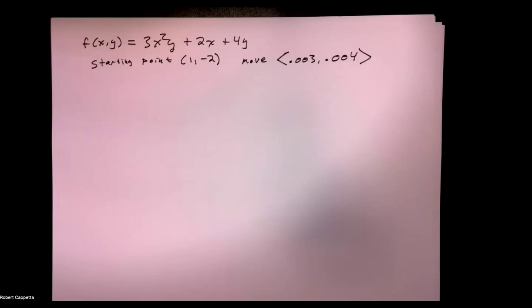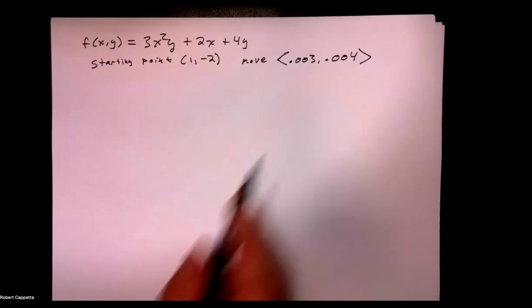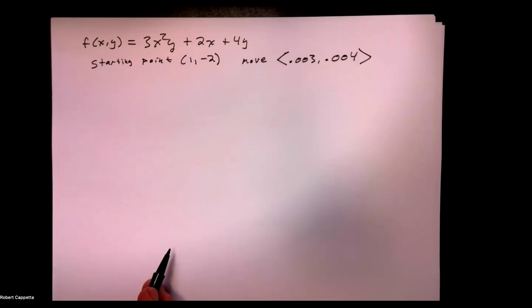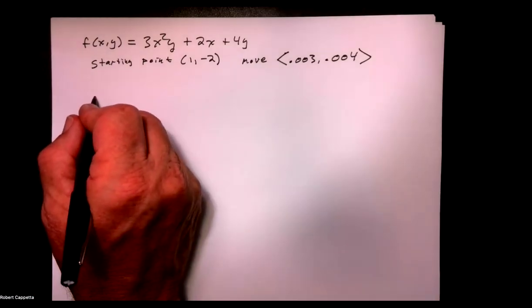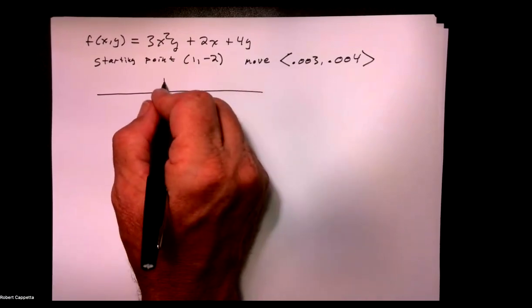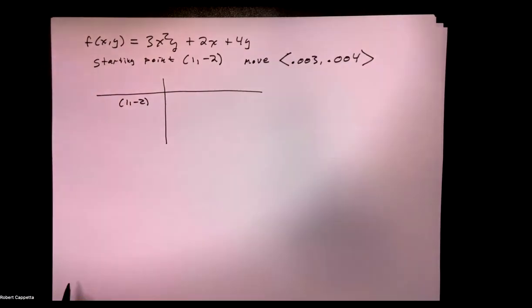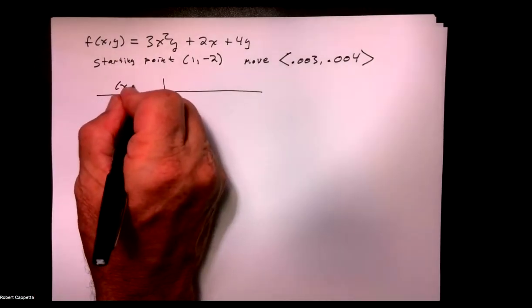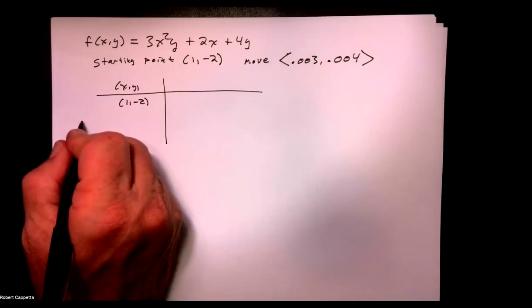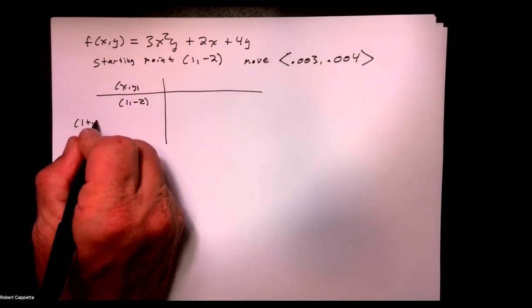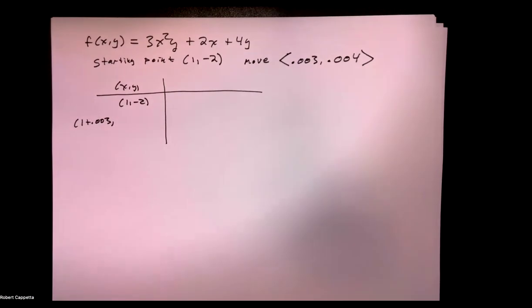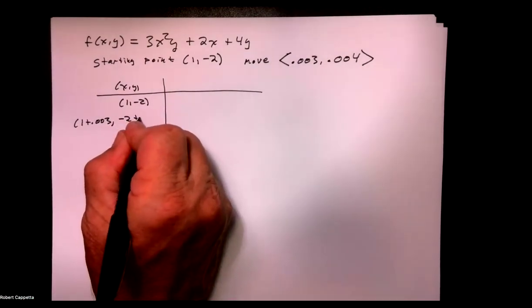So here's my thought. I'm starting at the point 1, negative 2, and I want to move in some small vector in the direction of 3, 4. So I'm choosing 0.003, 0.004 to do an approximation for our directional derivative. So my starting point is 1, negative 2. But the next value that I'm going to is going to be 1 plus 0.003 and negative 2 plus 0.004.